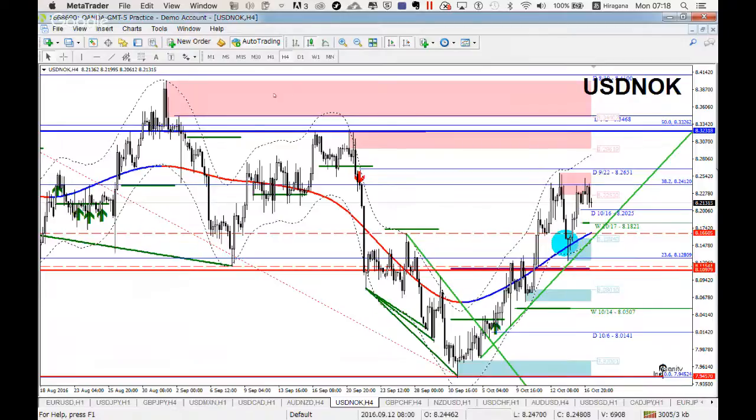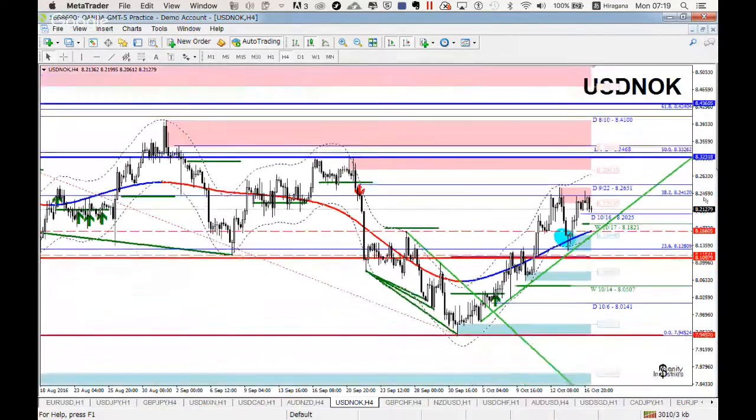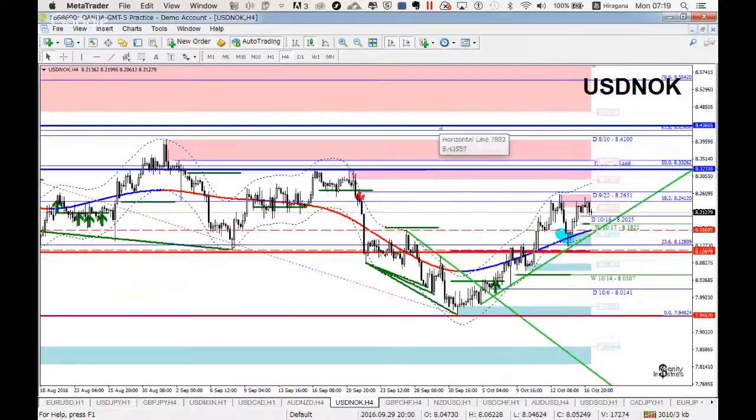We are watching this on the 4 hour chart and trying to get to this level here, which is the monthly pivot for September, 8.3229. That's our initial profit target. Beyond that, we're looking at another monthly pivot, this time for August, 8.4363.